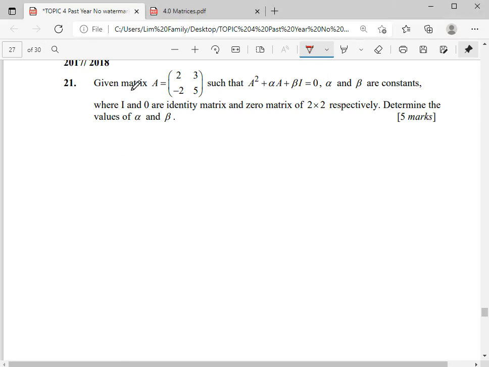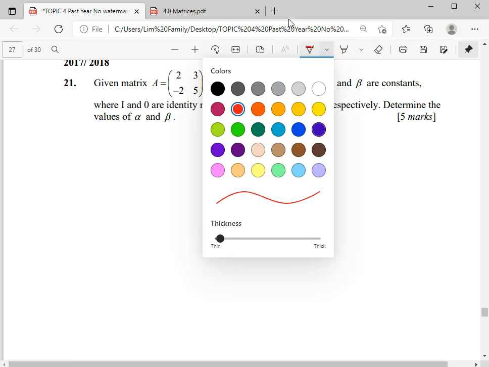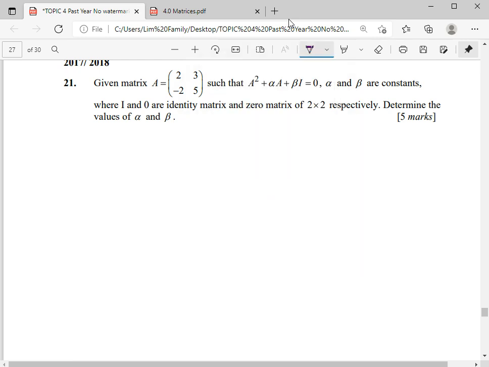So they give us a 2 by 2 matrix. They give us an equation here, A squared plus alpha A plus beta I. Then we have to find out what is the coefficient alpha here, and coefficient beta. So first of all, we use the information they give us, the equation they give us, where A squared.